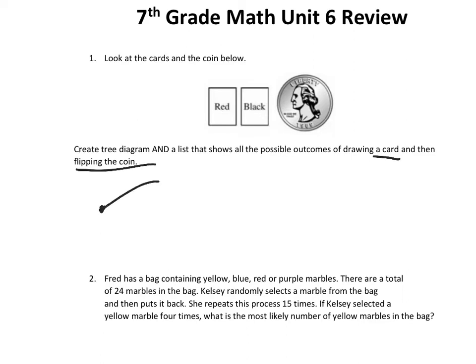For my first draw, I can either draw a red card or I can draw a black card. Now I've got to talk about flipping the coin. Well, let's say I drew the red card. So now I'm going to do another draw. I can either get heads or I can get tails. Same thing on the black card. If I draw the black card and then flip the coin, I can either get heads or I can get tails.